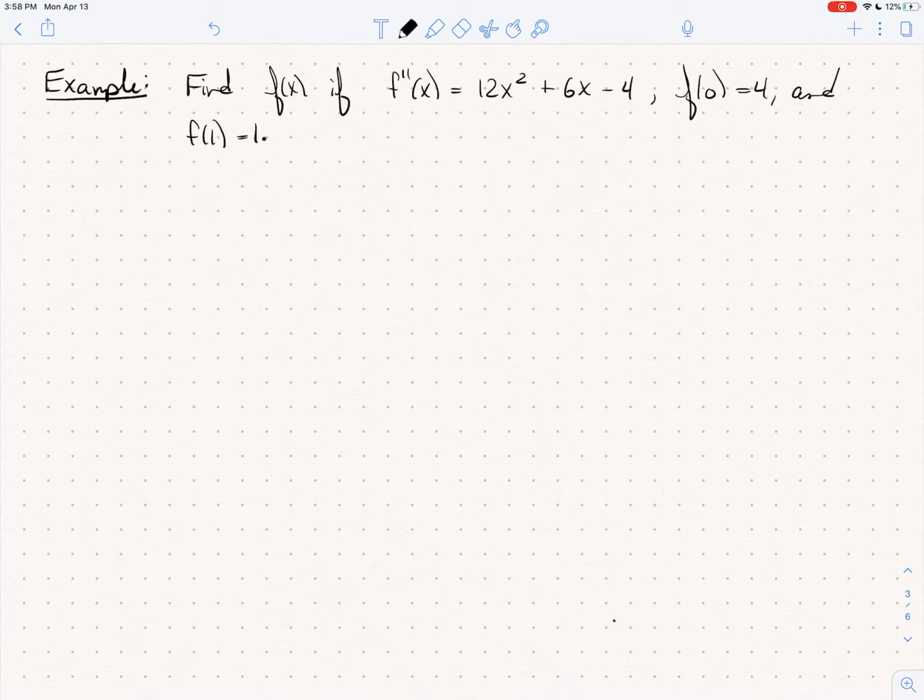All right, I wanted to show you one more example. This will be helpful for you when you're working on the homework. You'll be asked to work out these kinds of problems. So this time, I give you the second derivative, and I tell you not 1 but 2 points on the curve. So f of 0 is 4 and f of 1 is 1. And so let's see if we can recover f from the second derivative.